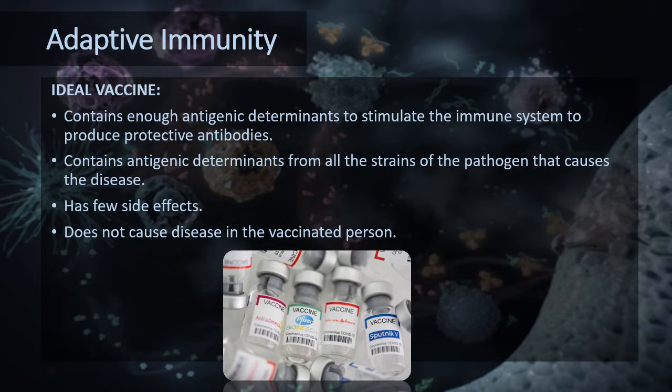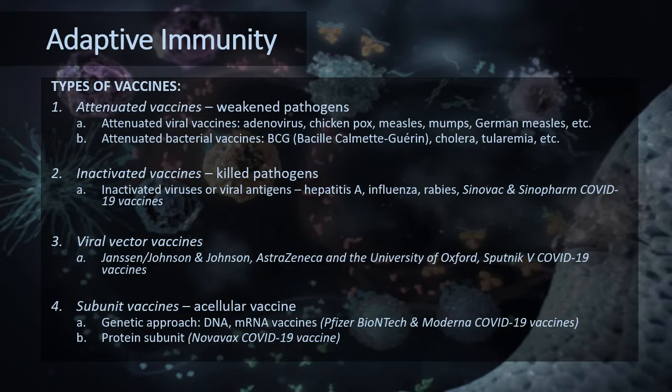There are certain criteria that should be met before a vaccine is released to the public. So an ideal vaccine contains enough antigenic determinants to stimulate the immune system to produce protective antibodies, contains antigenic determinants from all the strains of the pathogen that causes the disease, has few side effects, and does not cause disease in a vaccinated person.